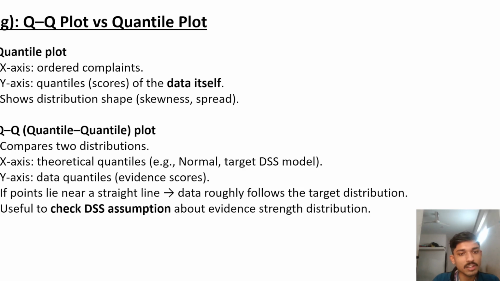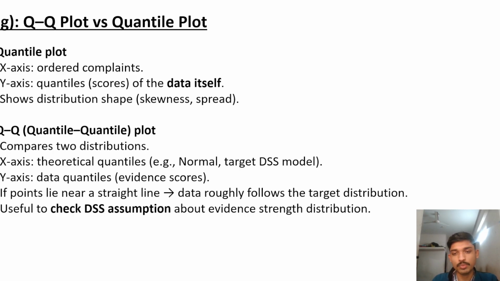The x-axis is theoretical quantiles, for example a normal target model. The y-axis is data quantiles, for example evidence scores. If points lie near a straight line, then the data roughly follows the target distribution. This is useful to check assumptions through the evidence strength distribution.